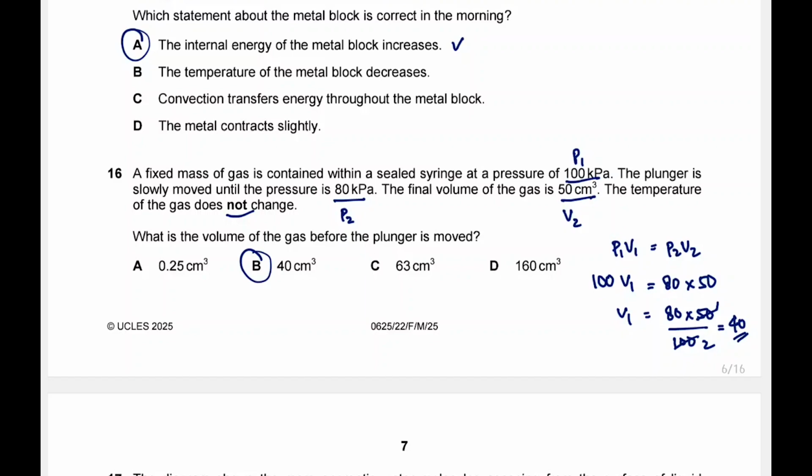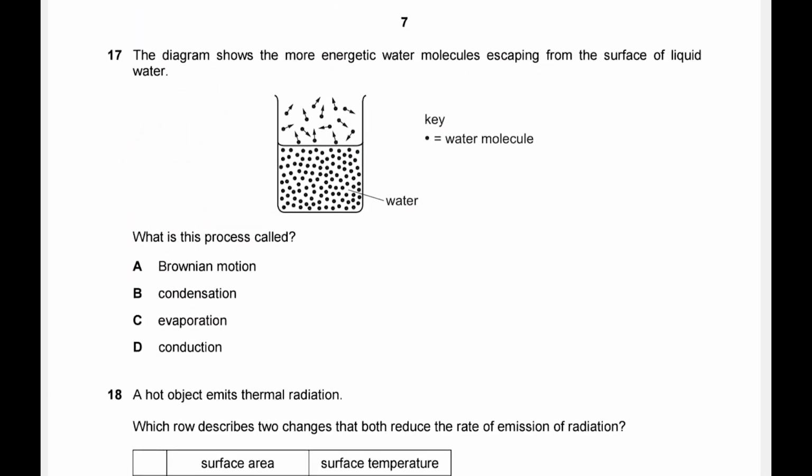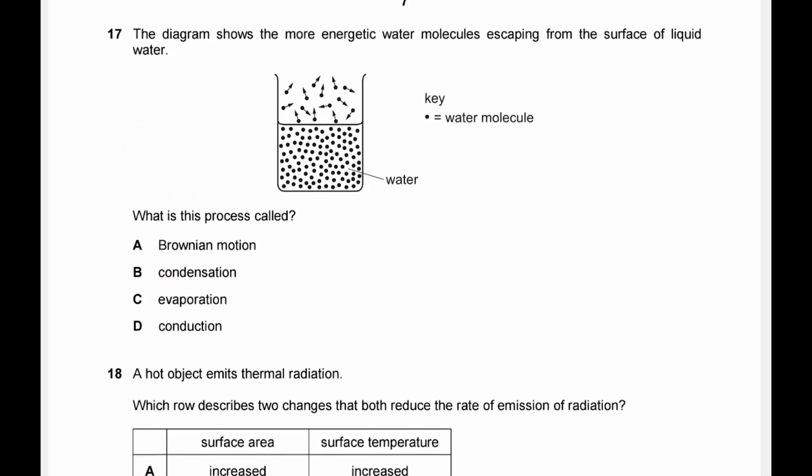Okay, should I convert this kilopascal into pascal and the cubic centimeter into cubic meter? For this formula, because you are just simply comparing the initial and the final condition, as you can see here, this is the multiplication of P1 V1 and P2 V2, so you don't really need to convert them. Let's move on to question number 17.